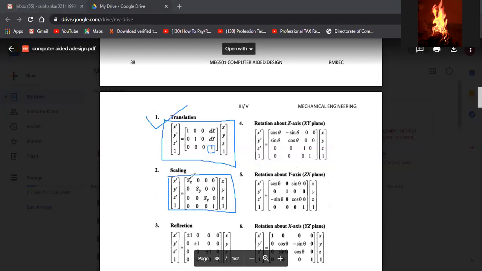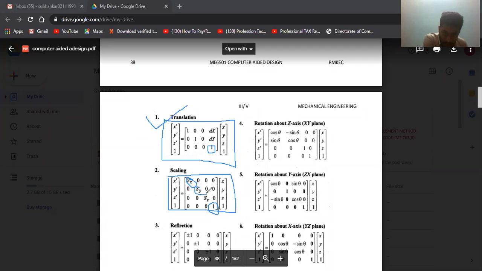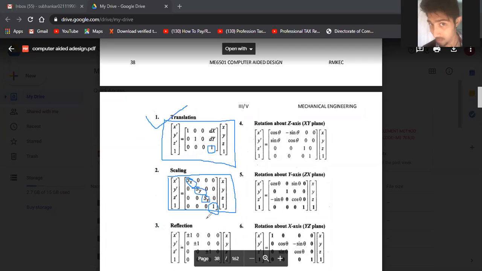The changes are in the diagonal components. What does the one represent in the positional change matrix? That is the identity matrix, so you will keep it as one. Sx means scaling factor along the x-axis, Sy the scaling factor along the y-axis, and Sz the scaling factor along the z-axis.